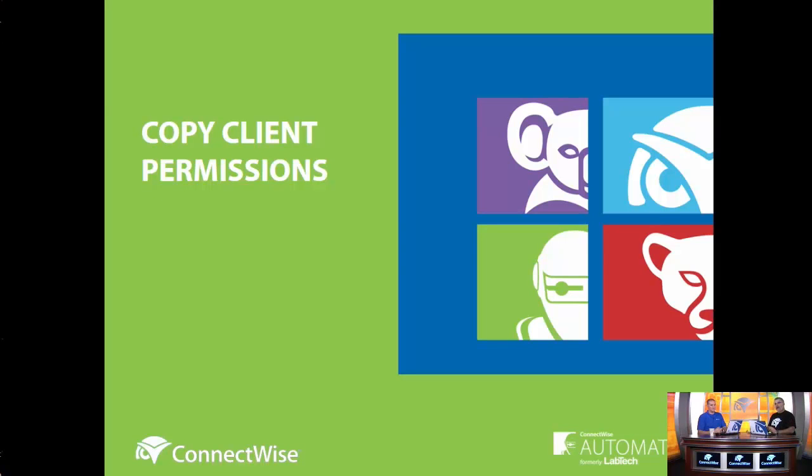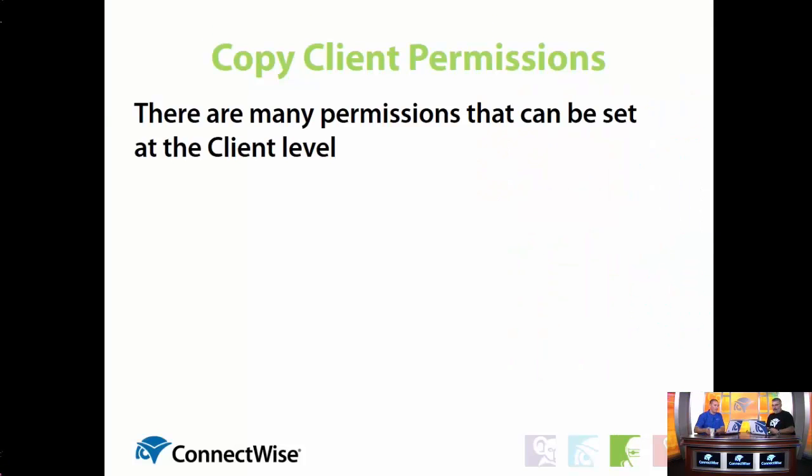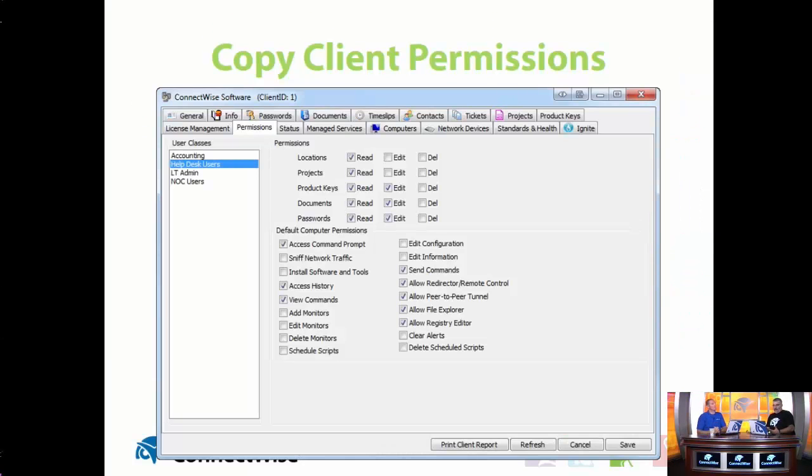We were talking about clients. Well, you can set permissions on the client object. You probably knew that, but in case you didn't know that, now you know. I can set permissions at the client level. So if I have a client open, you can see I've got the permissions tab. Just like all of our permissions, they are driven by user class. What you're seeing here, I've got the help desk users user class selected.